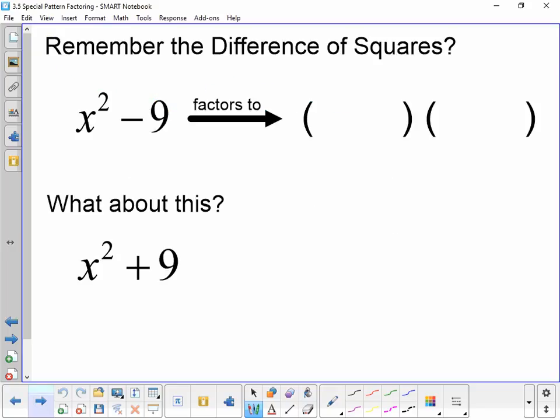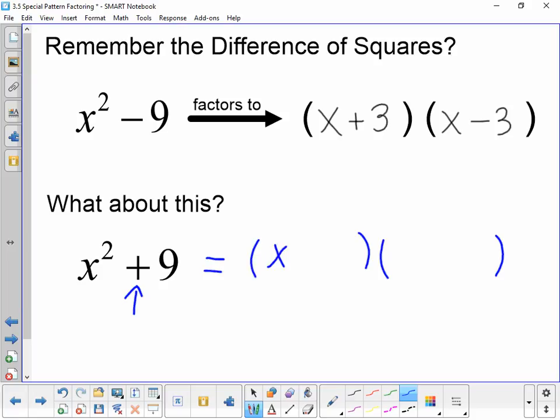So remember the difference of squares pattern. You've been doing this one for a while. If we have something like x squared minus 9, these are both perfect squares, so we can factor it pretty easily as x plus 3 times x minus 3. Well, what if what we have instead is an x squared plus 9? I would like to argue that the way that you can factor this is an x plus 3i and an x minus 3i.